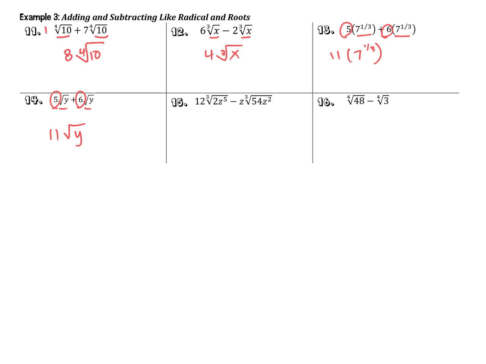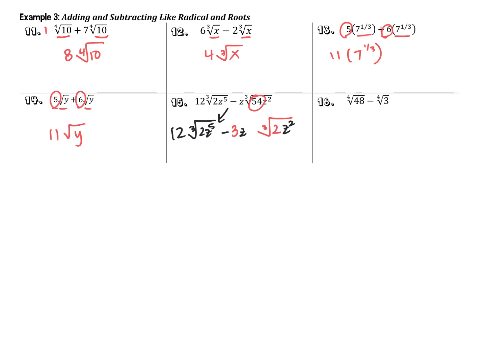15 and 16 is where we start getting a little bit more challenging because the bases, or the inside of the radicals, the radicands, are not the same. Well, we already simplified the square root of 54 back on example F. So I'm going to rewrite 12 times the cube root of 2z to the 5th minus, and we're going to simplify this. So 54, we said, simplifies to be 3 times the cube root of 2. So there was already a z there. So I'm going to take a 3 from that 54, and I'm going to leave a cube root of 2 here. And we still don't have identical radicands.